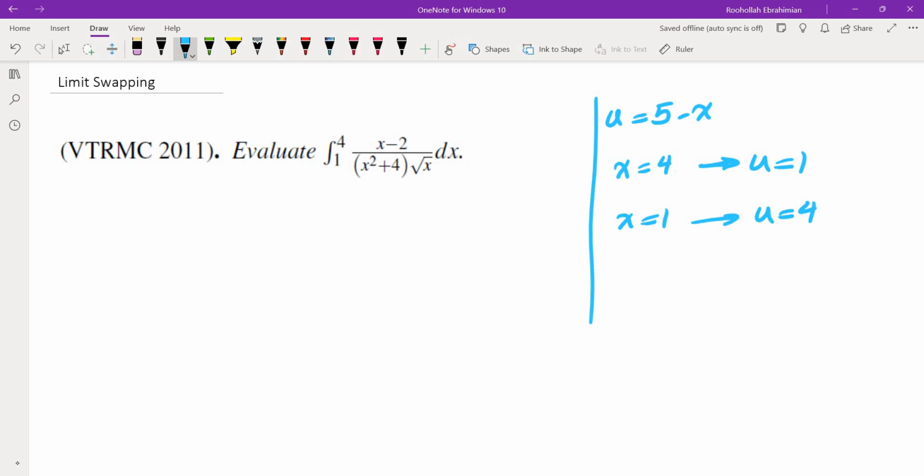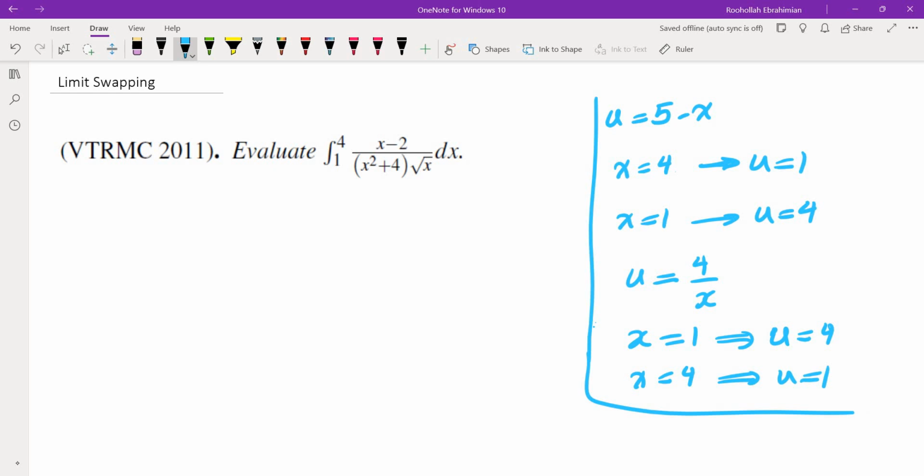What other u substitution can we use in order to swap the two limits of integration? The best one for this problem appears to be 4 over x. When x is 1, u becomes 4, and when x is 4, u becomes 1. That easily swaps the limits of integration. It's a multiplicative u substitution, which fits really well into this problem. So let's now do this change of variable and see what we get.